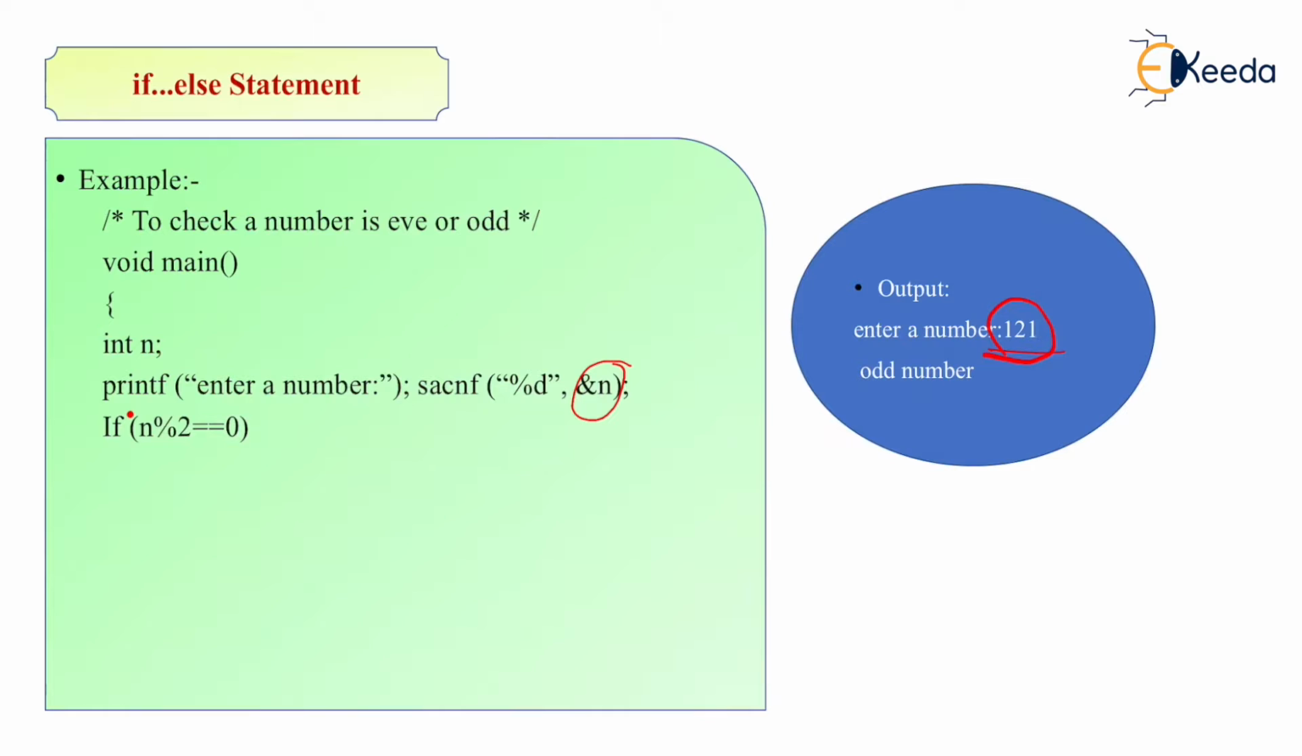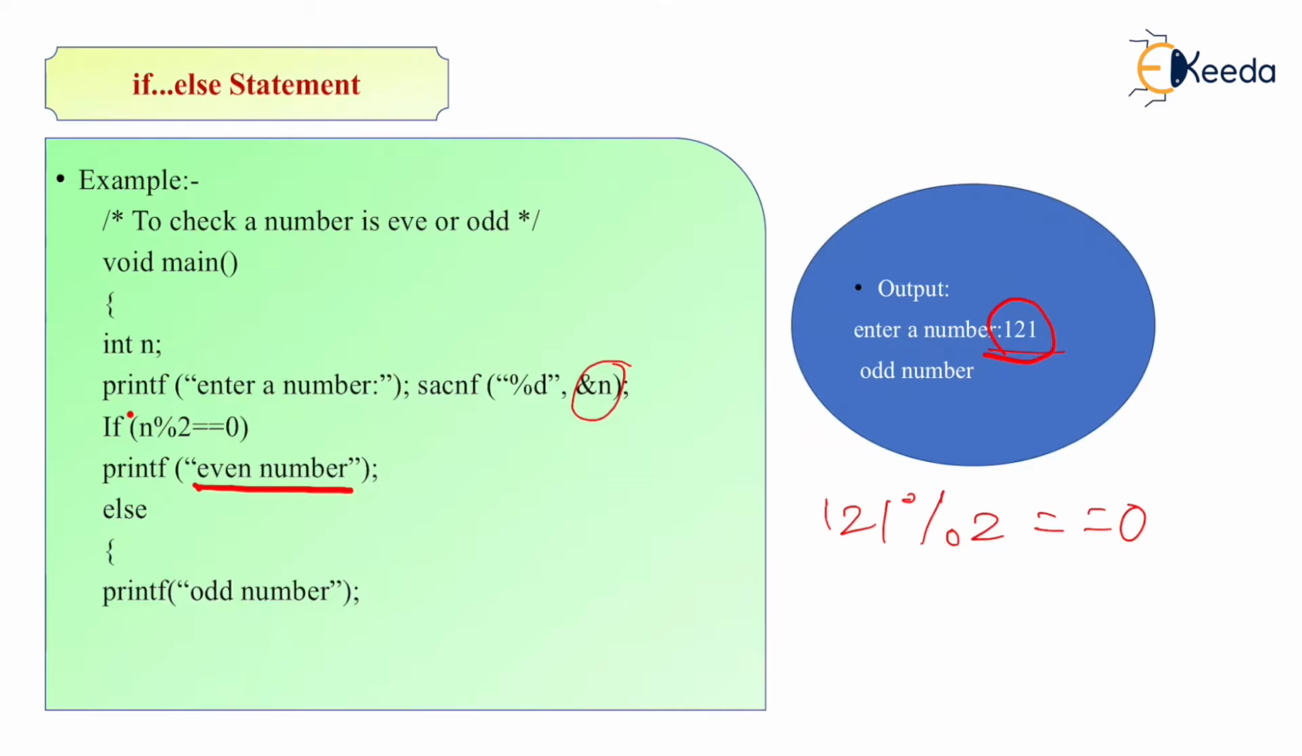Then if n modulus 2 is equal to 0, that means 121 modulus 2 is equal to 0, which is not true, right? So you will get the answer from the else part, because the condition is not true. But if the condition is true, then you will get the answer as even number. So for this input, you will get the answer printf odd number.